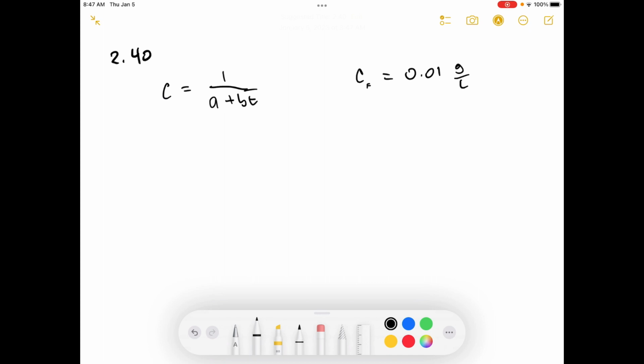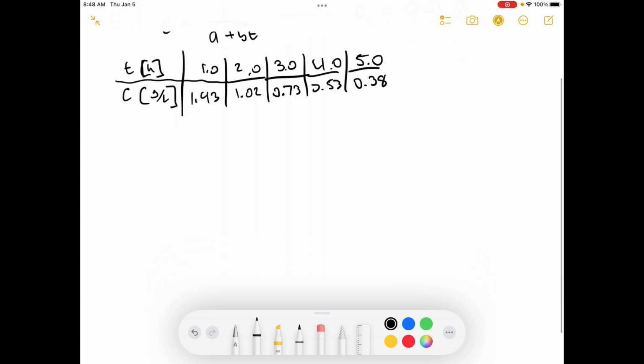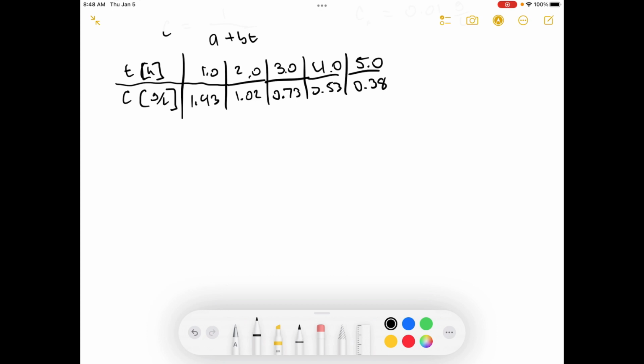So the table, T, okay. If the given formula is correct, what plot would yield a straight line that would enable you to determine the parameters of A and B?